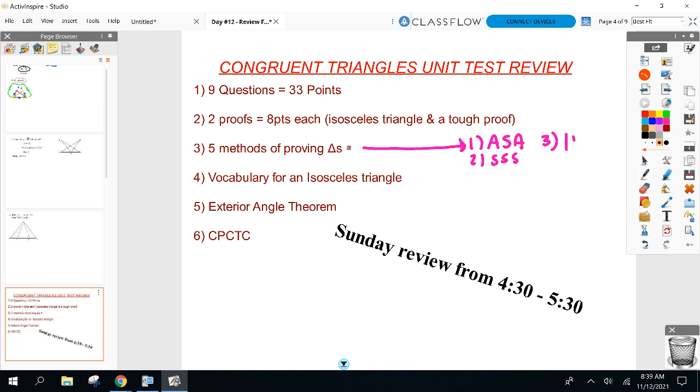All right, let's stop there. HL, but it's got to be what type of triangle? Well, not right angle. It's got to be a right triangle to use it, and you need to tell me in the proof what? That you have right triangles. All right, so make sure before you use HL, if you need to on Monday, you tell me you have right triangles before writing down HL.